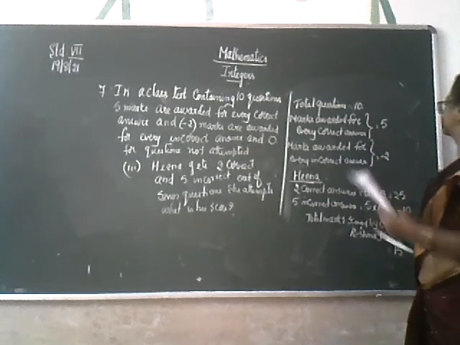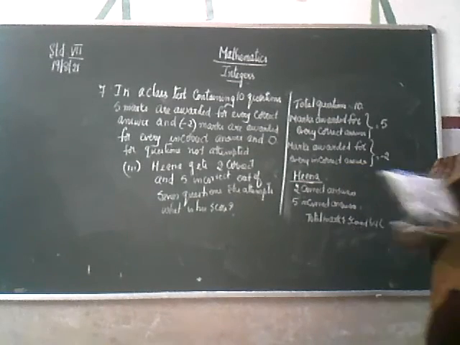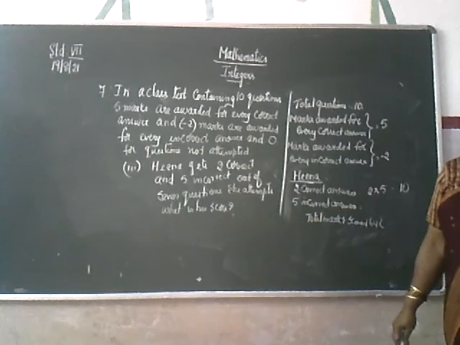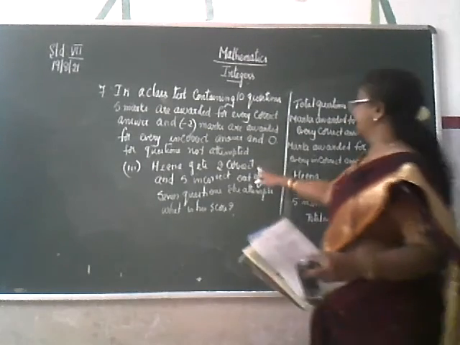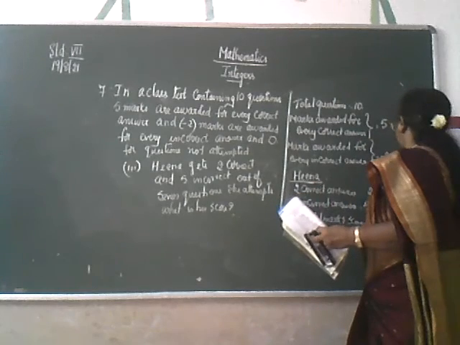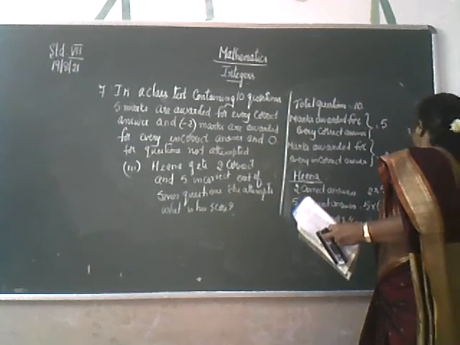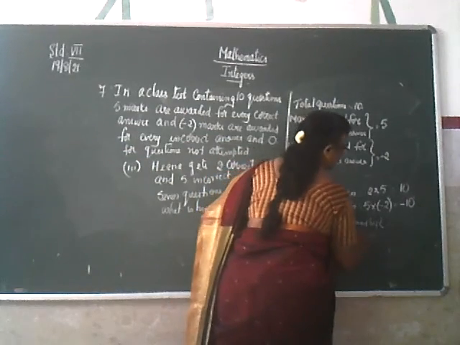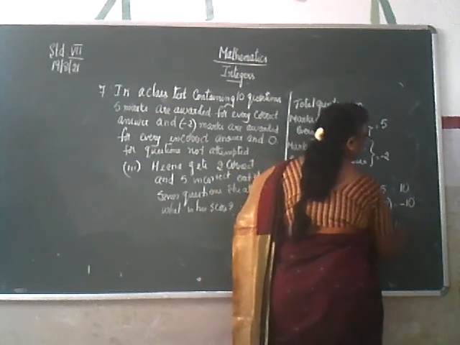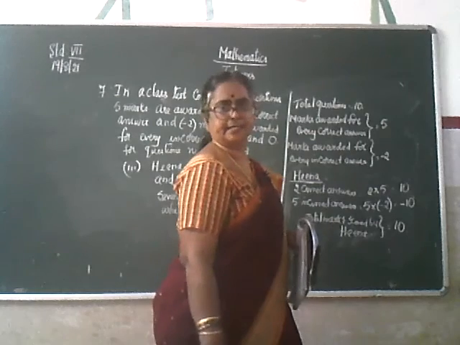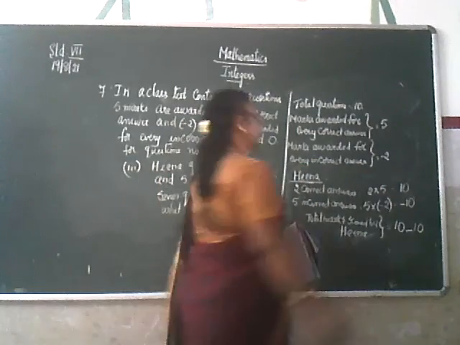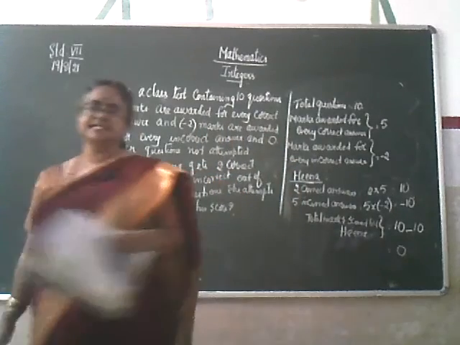So 2 correct answers. So what will be her mark? So 2 correct answers, her mark will be 5. 2 5s are 10. Then 2 correct and 5 incorrect. So 5 into, for an incorrect answer it is minus 2. So 5 into minus 2. Plus into minus is minus, 5 2s are 10. So what is the total marks scored by Hina? For the correct answers she scored 10. Whereas for the incorrect answers, she scored minus 10. What is 10 minus 10? 0. So the mark scored by Hina is 0.